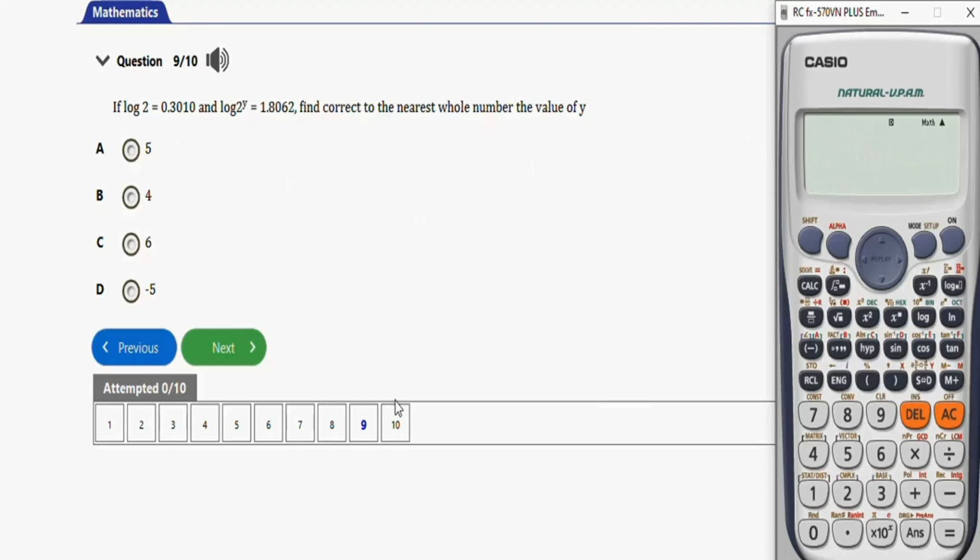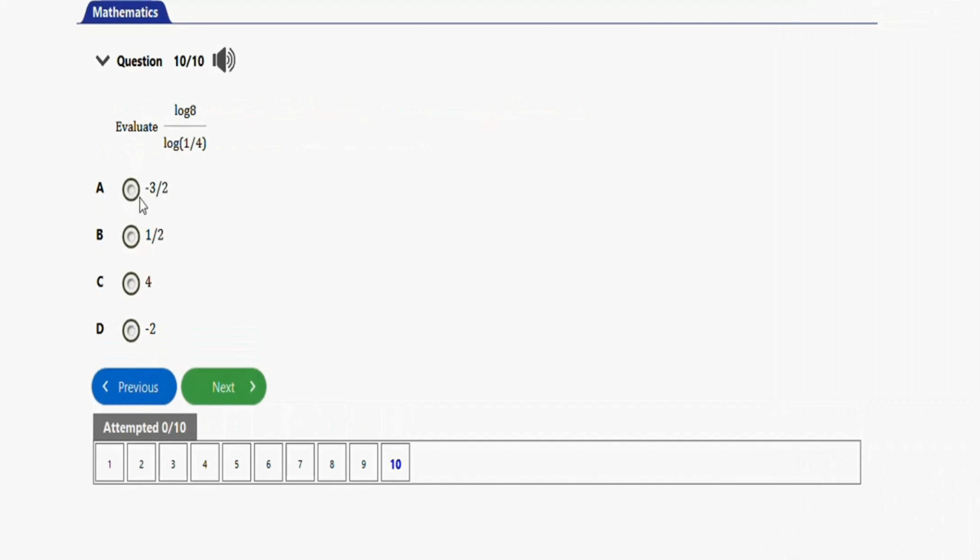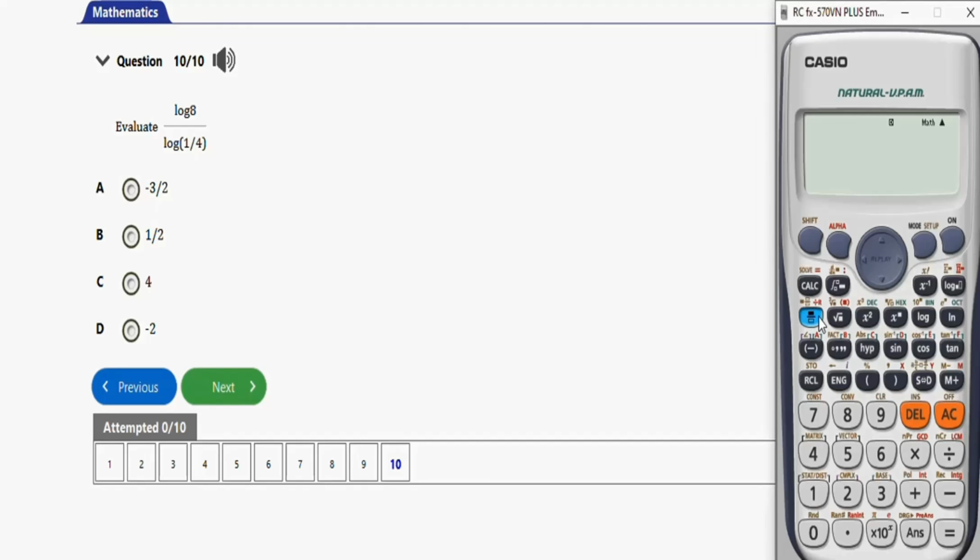Lastly, before I end this video, this question 10 says evaluate. So this one is also very simple. Let me show you. Let's bring the calculator. So we have in fraction log 8, close the bracket, over log, in fraction 1/4, close the bracket. Sorry. Okay. Press equal to -2/2. So the right option is option A.